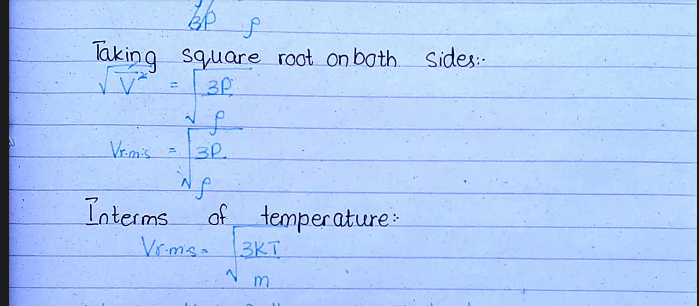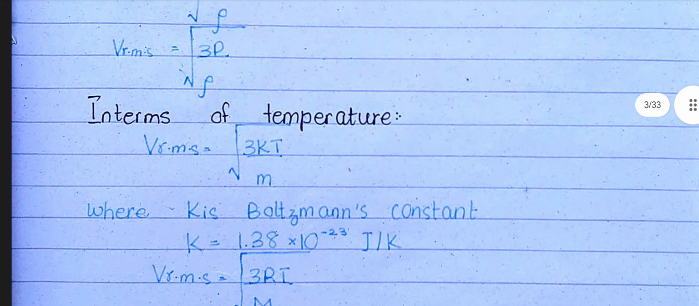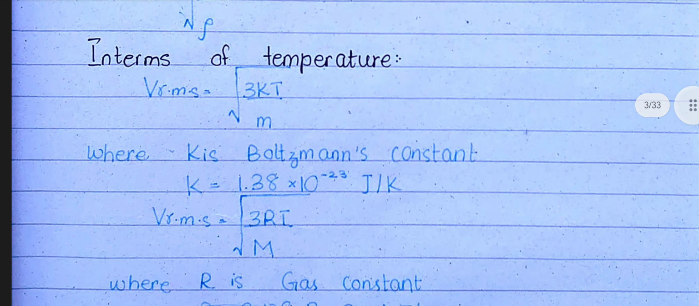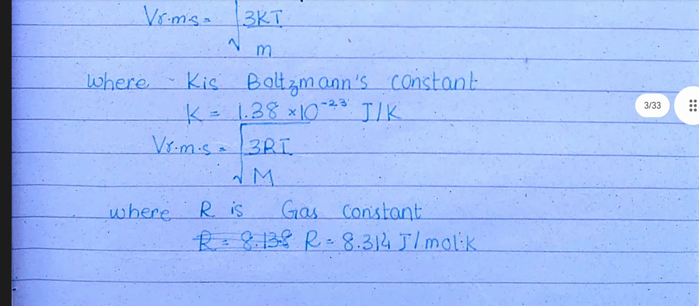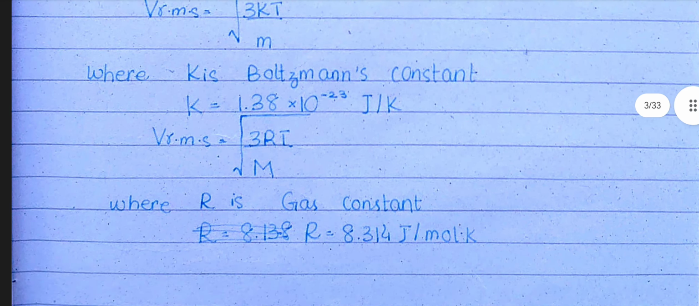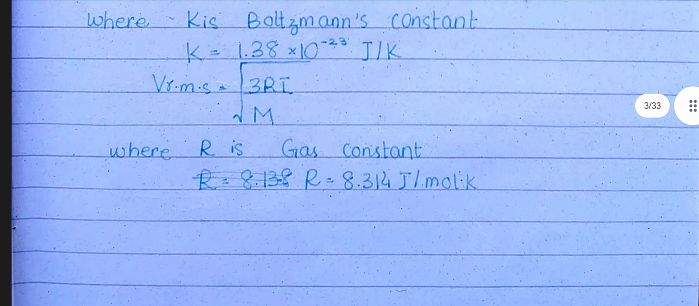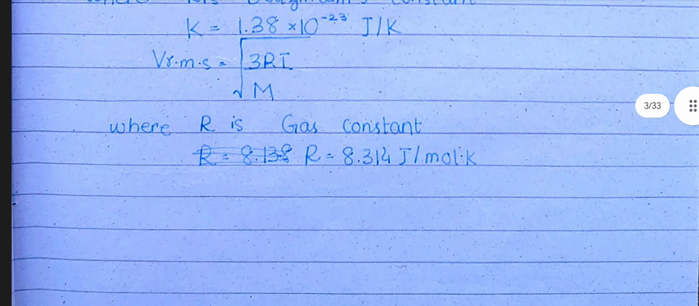In terms of temperature, Vrms is equal to under root 3kT upon m, where k is Boltzmann's constant. k is equal to 1.38 multiplied by 10 exponent minus 23 joule per Kelvin. Vrms is equal to under root 3RT upon m, where R is the gas constant. R is equal to 8.314 joule per mole Kelvin.